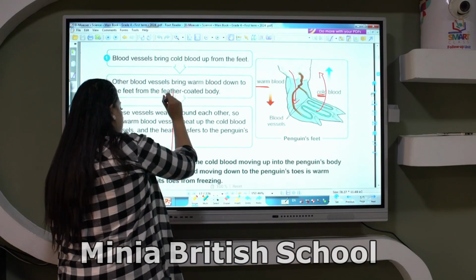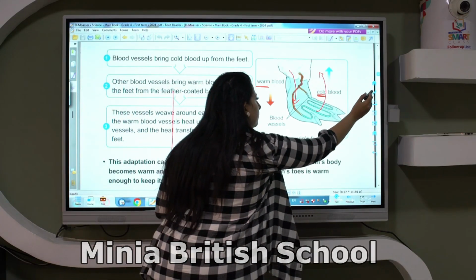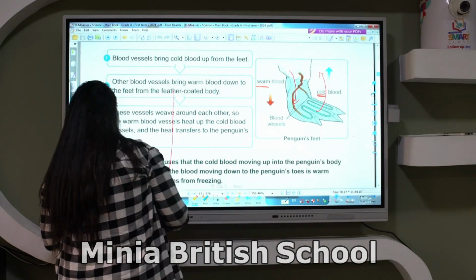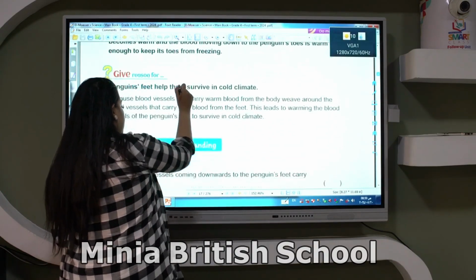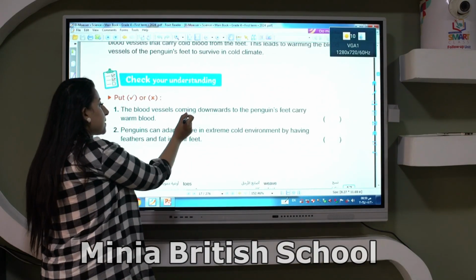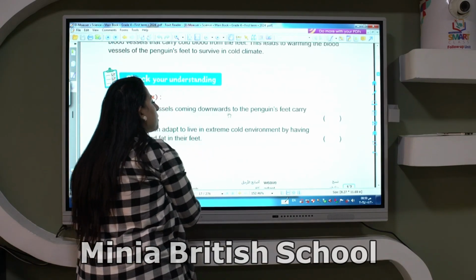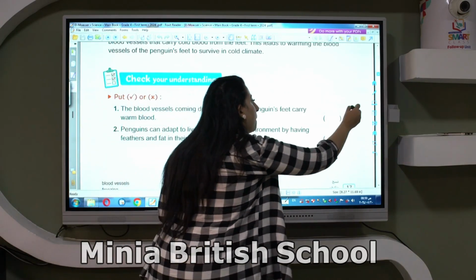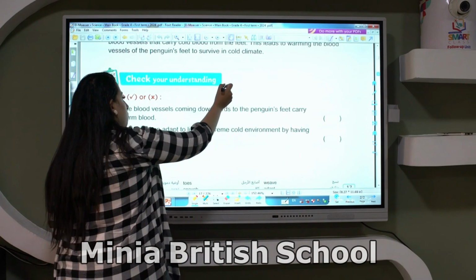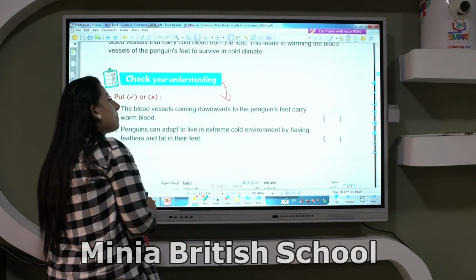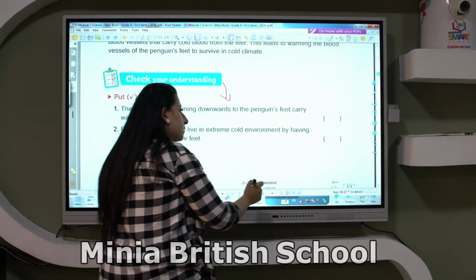The question here says the blood vessels coming downwards. What is the meaning of downwards? From up to down. By this way, okay? Do the penguins' feet carry warm blood? Of course, yes.